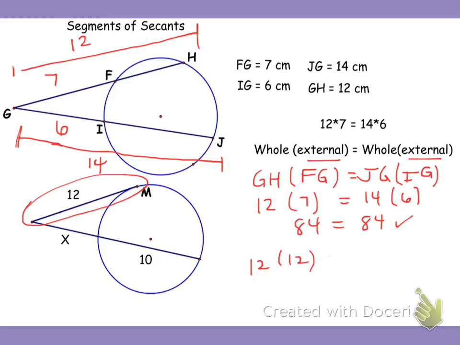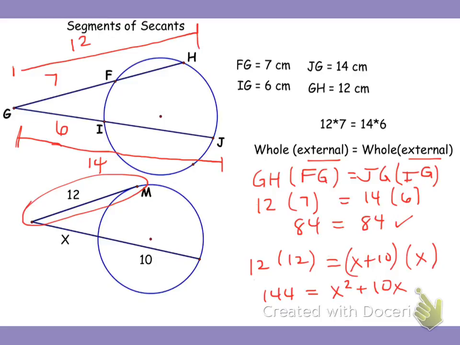So essentially, when I have a tangent like this, I'm going to multiply it by itself. So 12 times 12. And that's going to equal the whole of this other side, this actual secant, and the whole of the secant is x plus 10, times the external part. And the external part is only x. So when I work this out, I end up with 144 is equal to x squared plus 10x.